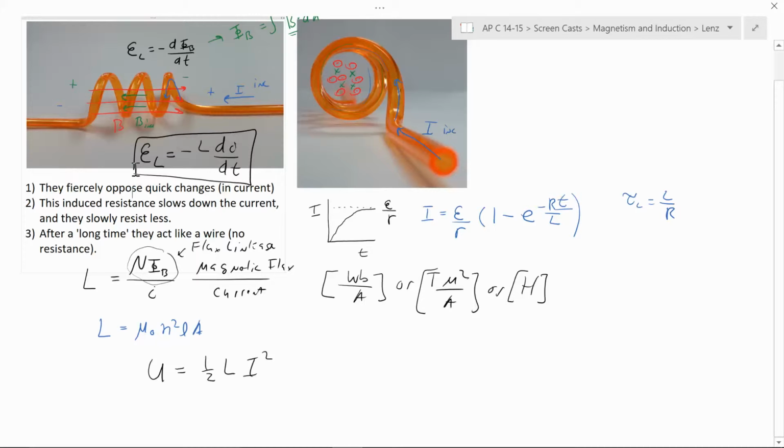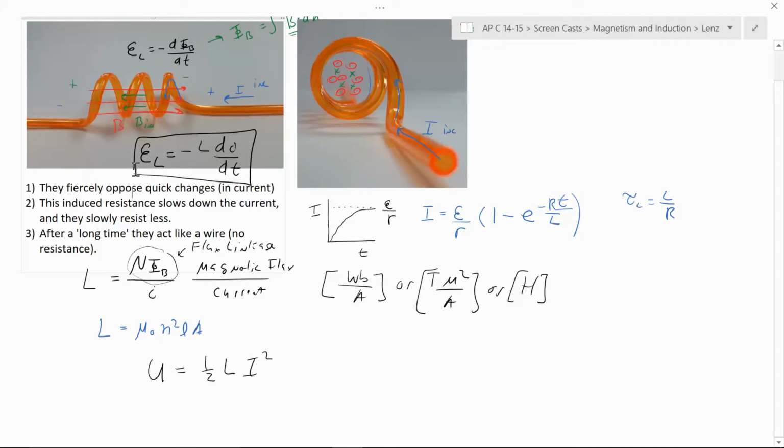I've also heard, I don't know if it's true or not, that many fans are actually wired so that when you turn the knob, it first goes to low instead of high. This way it's a lower change in current and hence a smaller back EMF. I don't know if that's true or if I'm making that up. Somebody might know the answer to that.